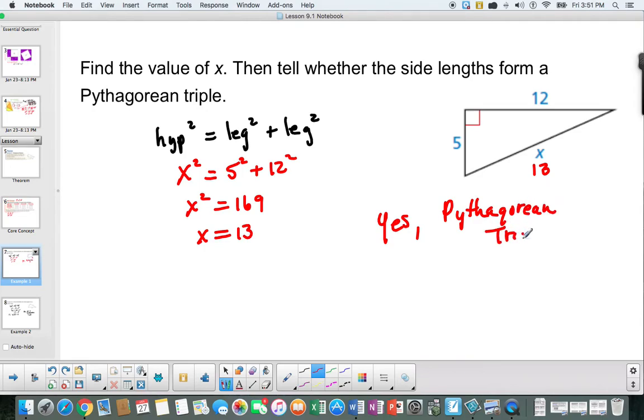Now if you end up memorizing some of these triples, then you don't have to go through all of this. You can just say 5, 12, and say 13 without having to go do the work.